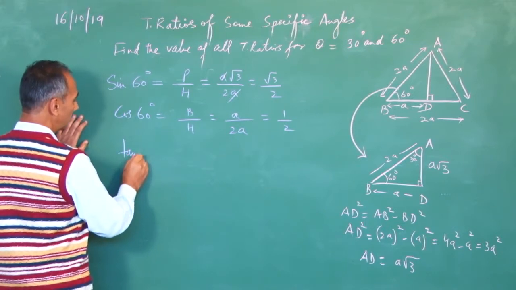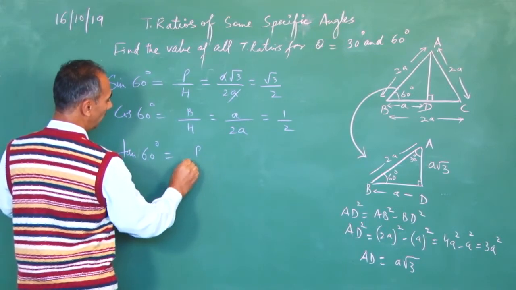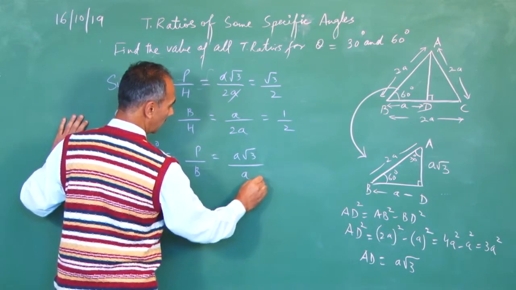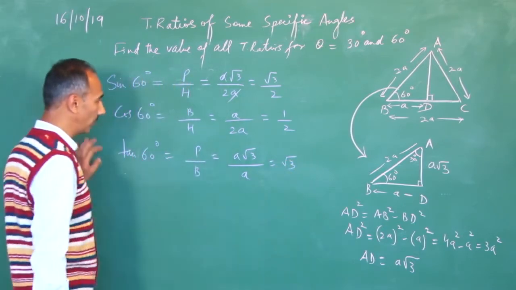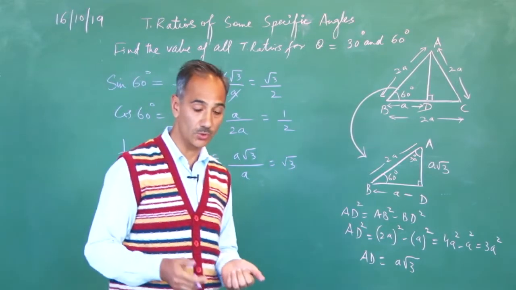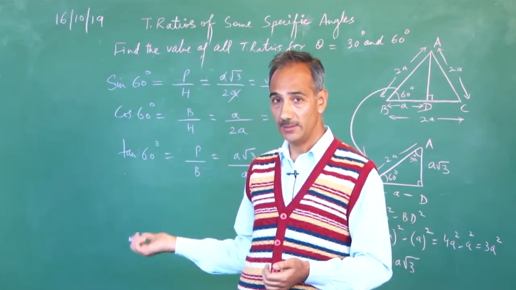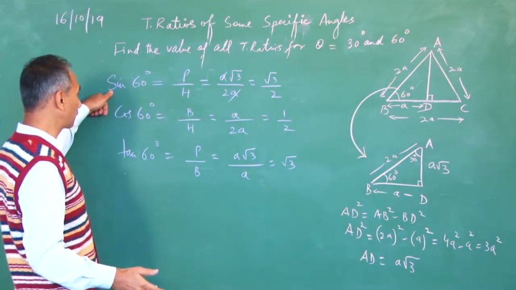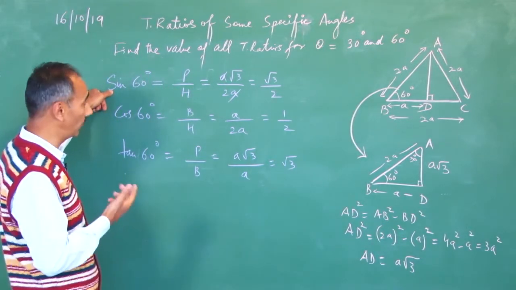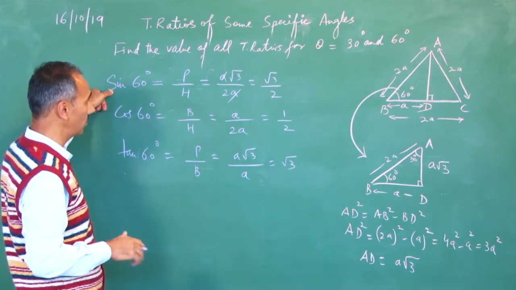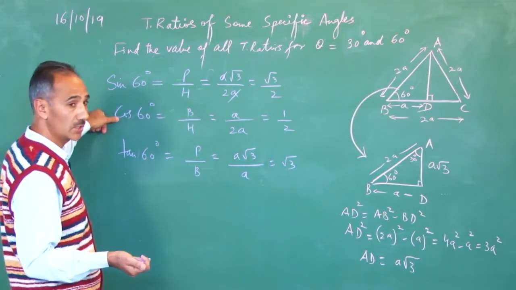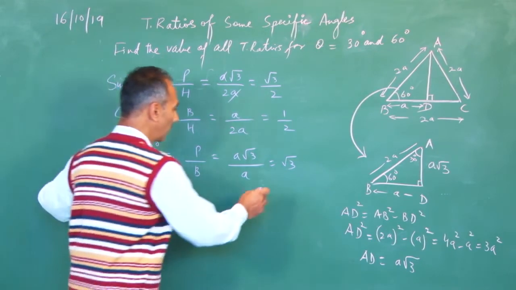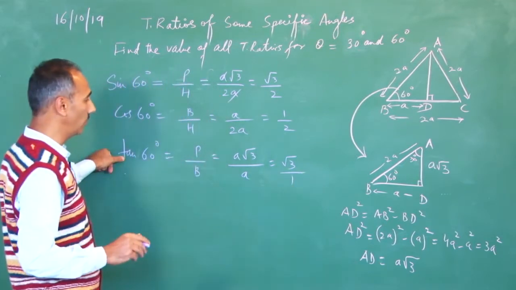And what about tan? Tan of 60 will be perpendicular upon base. Perpendicular is A square root of 3 and base is A. That is square root of 3. So we have prepared sine, cos and tan for theta equal to 60. And the remaining three T ratios, which happen to be reciprocals, you could easily prepare. Cosec 60 is 2 upon square root 3, and secant 60 will be 2 upon 1, that is 2, and cot of 60 is 1 upon root 3. This is root 3 upon 1, reciprocated, 1 upon square root 3.